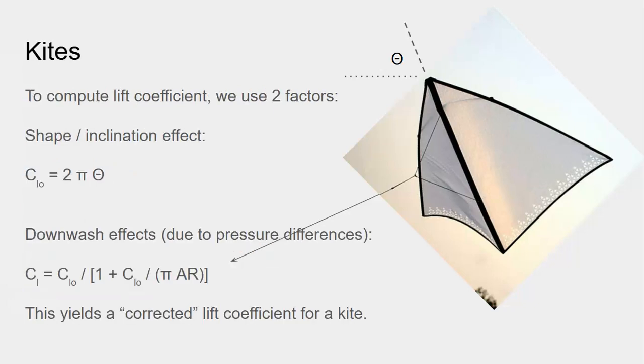So to calculate the lift coefficient, we have to have two factors. One is called the shape or inclination effect, and that is the C_L0, and that's equal to 2 times pi times theta. Now that theta should be in radians. So whatever your angle is, 10, 7, 8 degrees, whatever, convert it to radians. And then, due to pressure differences, we have something called a downwash effect. So the effective or corrected lift coefficient is equal to the above C_L0 divided by the quantity 1 plus another quantity, C_L0 over pi times the aspect ratio. A little hard to say that, but hopefully you can read that in the equation. And that's going to give you a corrected lift coefficient for the kite.